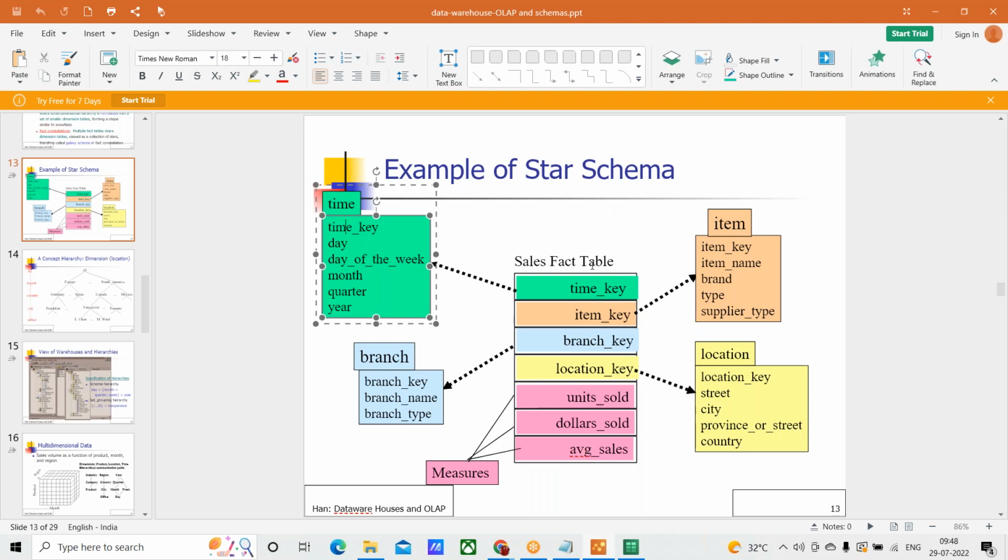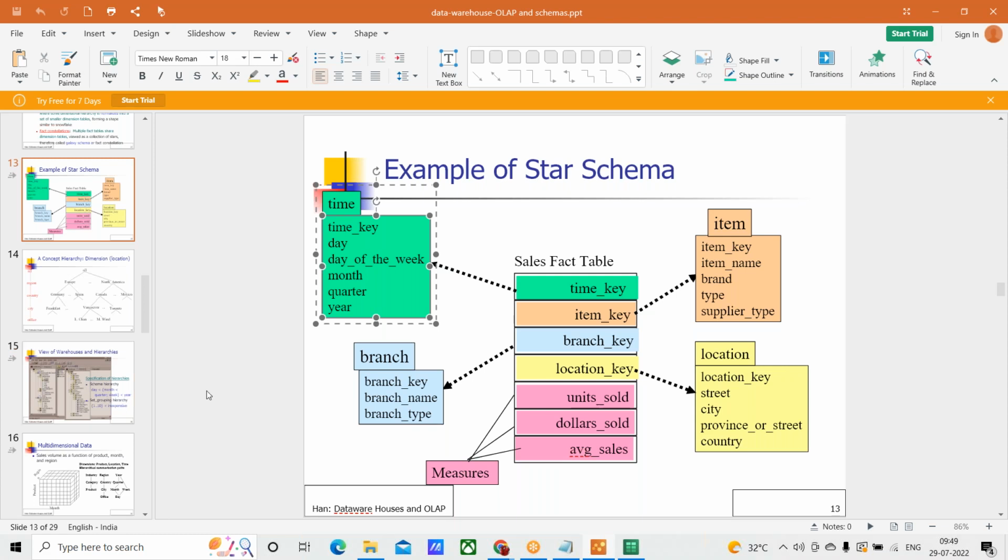But for reporting, what is required? You need to join this fact table with the dimension table to get your final report in a meaningful way. Now, the star schema means a fact table surrounded by dimension tables is called a star schema. And the dimension tables are denormalized, meaning they are not further divided.